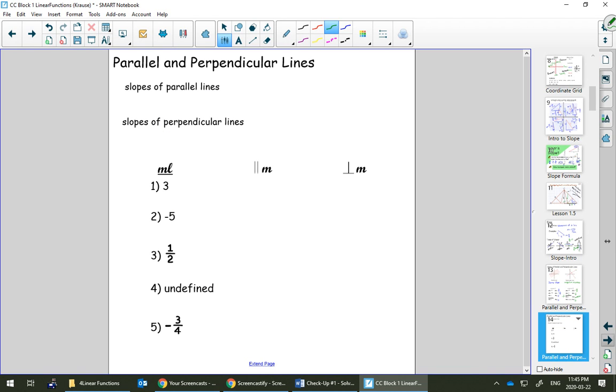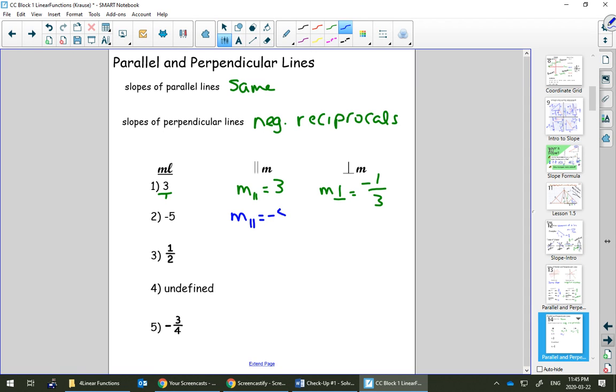So again, slopes of parallel lines are the same, and slopes of perpendicular lines are negative reciprocals. So let's take a look at some examples here. If the slope is 3, the slope of the parallel line, so m parallel, will be 3. The slope of the perpendicular line, remember that 3 is the same as 3/1, so the slope of the perpendicular line will be -1/3. If the slope is -5, then the slope of the parallel line will also be -5.